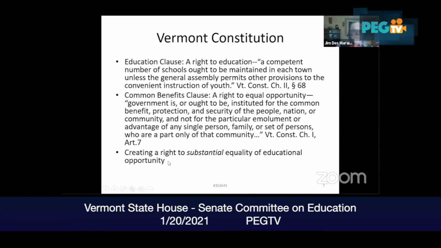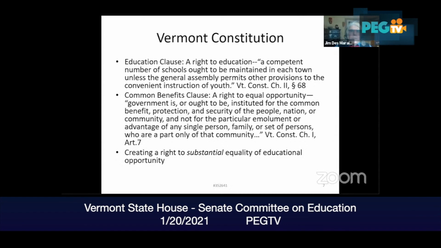Okay, all right. So two things about this education clause. First, it's unusual to have one in a state constitution. There's no education clause in the U.S. Constitution. And second, it talks about how you have to have a school in each town unless the General Assembly permits otherwise. So that's how we get to tuitioning. The General Assembly has allowed tuitioning, so that's how we get to operating and tuitioning schools.